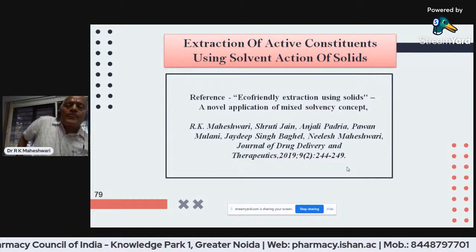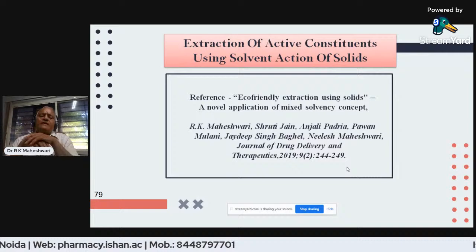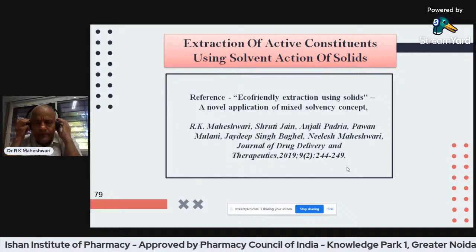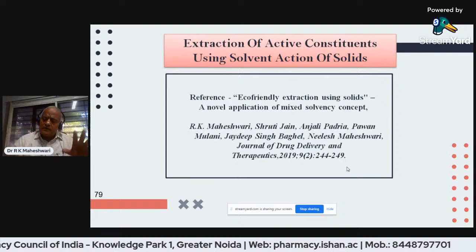I will discuss this very briefly. MPharm students have done this project work, and of course it has been applied for an Indian patent also, so this patent is under process. The reference is given on this slide, and this paper is available online. What has been done here?